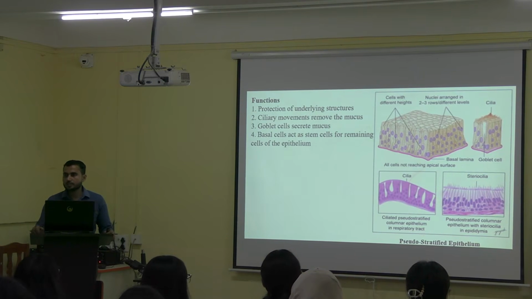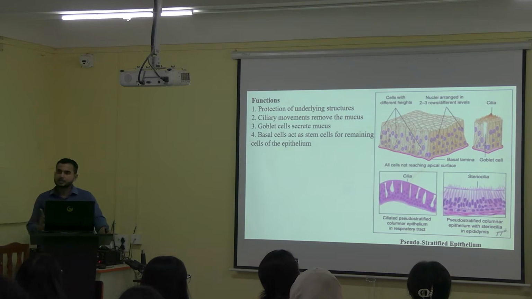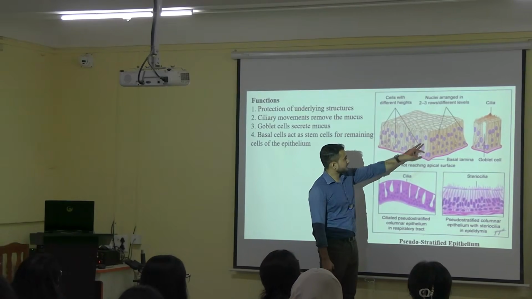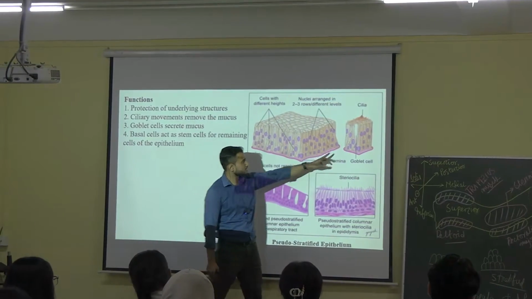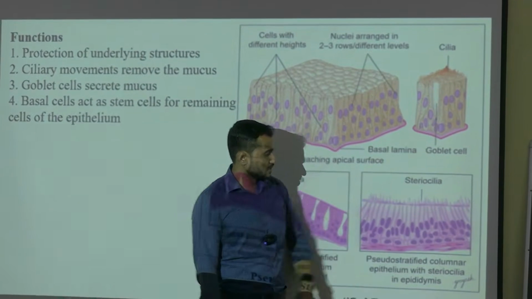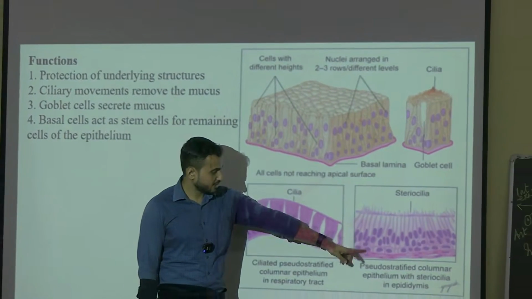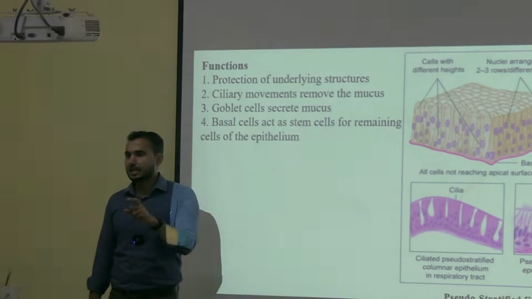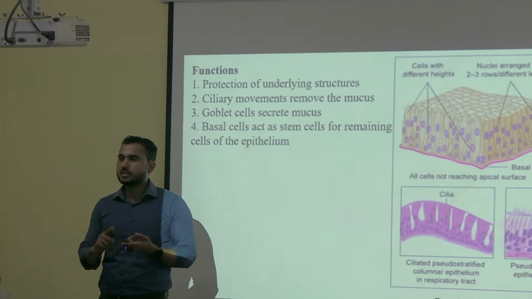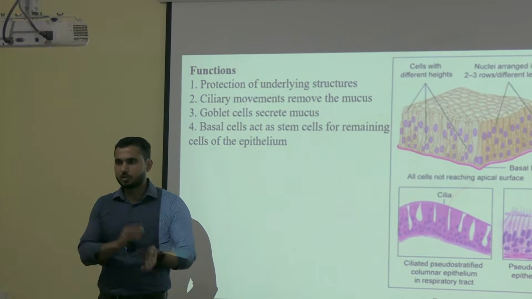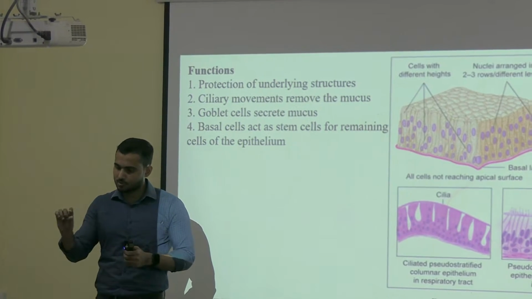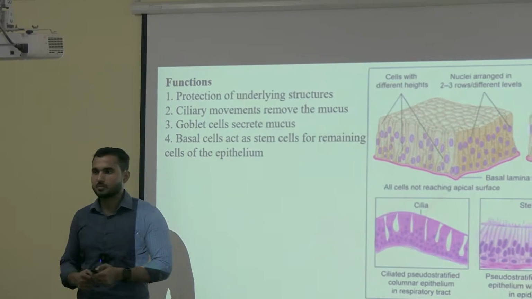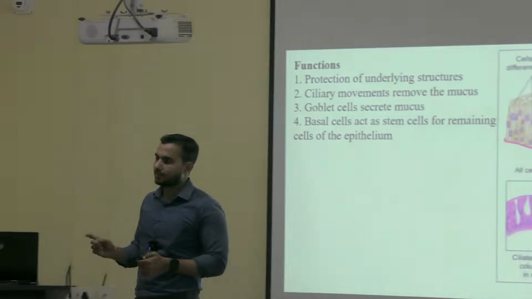Why falsely stratified? See, there is a single layer of cells, as you can see in the diagram. This is the basement membrane. This is a single layer of cells. Here also you can see a single layer of cells. But why does it appear stratified? It appears stratified because here the size of the cells is not equal. Previously, in the case of columnar and cuboidal, the shape and size of all the cells remained the same. But here it is not the same. Shape and size of the cells differ.